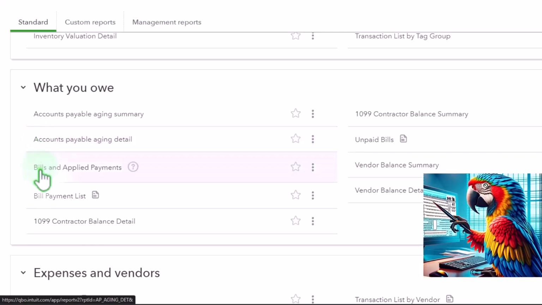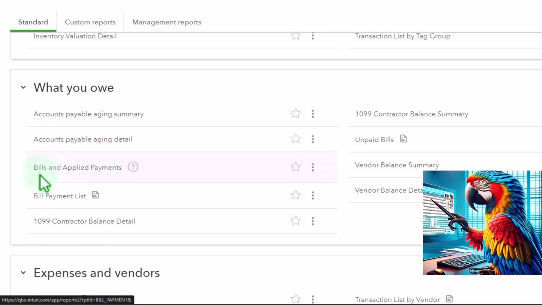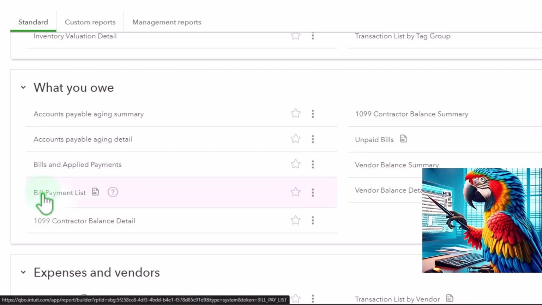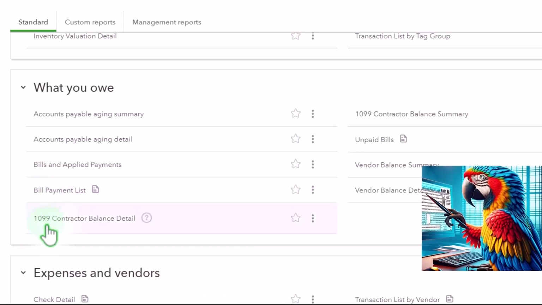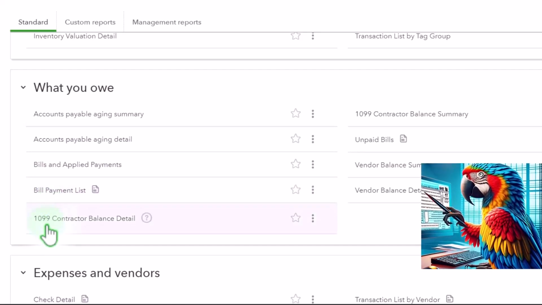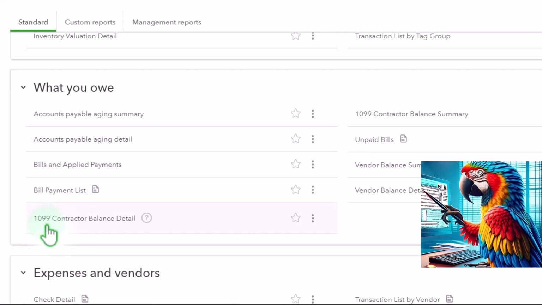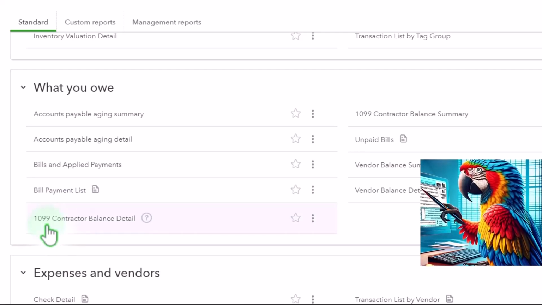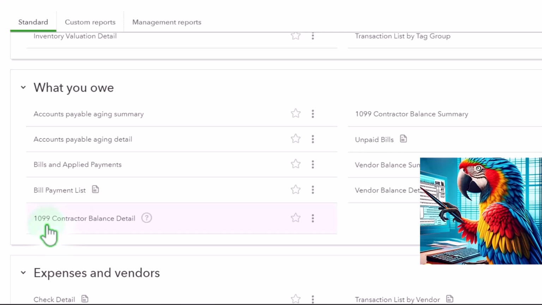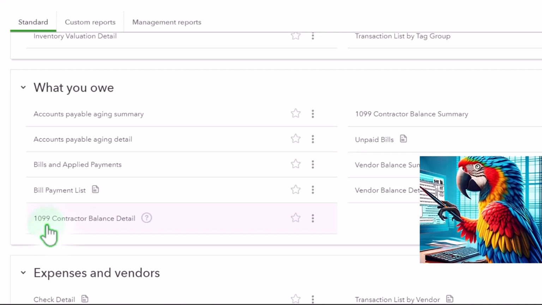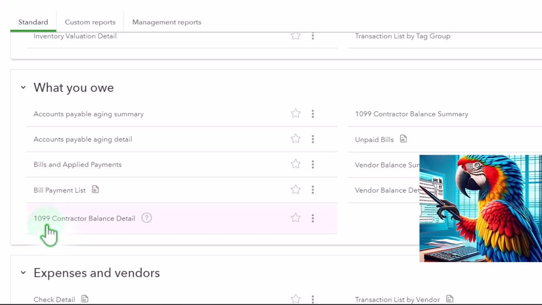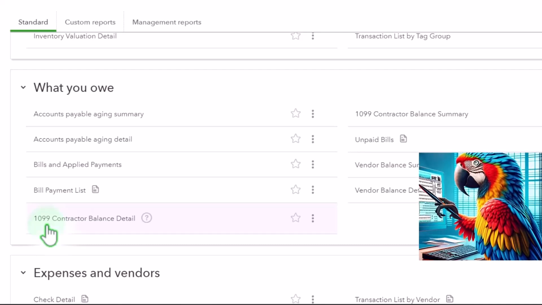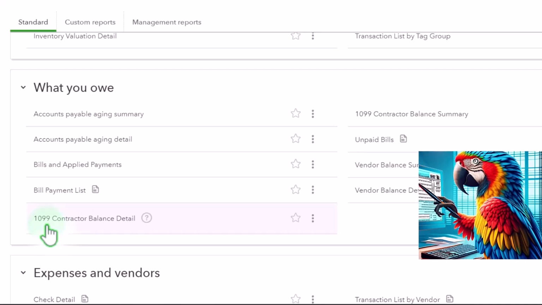We've got the bills and applied payments. We've got the bill payment list. We've got the 1099. Now that's a special report for in the United States if you have to deal with 1099s, because when we pay people in the US, the government, the IRS, has an income tax system. So typically, from the IRS's perspective, I just want to lay this out just so we have this in our mind. What does the IRS want from us as a business?